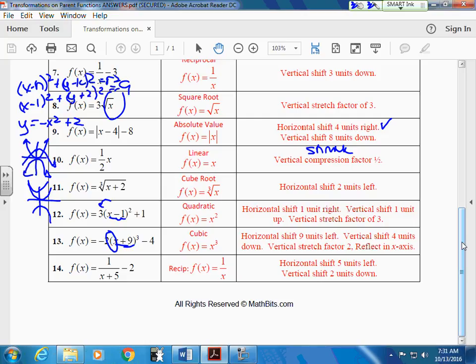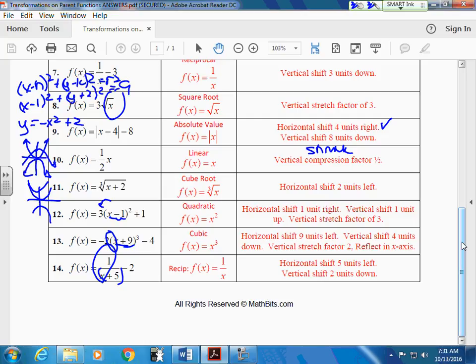Okay. This is your reciprocal function right here. So this would be like the parentheses. So what is the 5 doing? Horizontal shift, which way? Left 5 units. And then a vertical shift down 2 units.